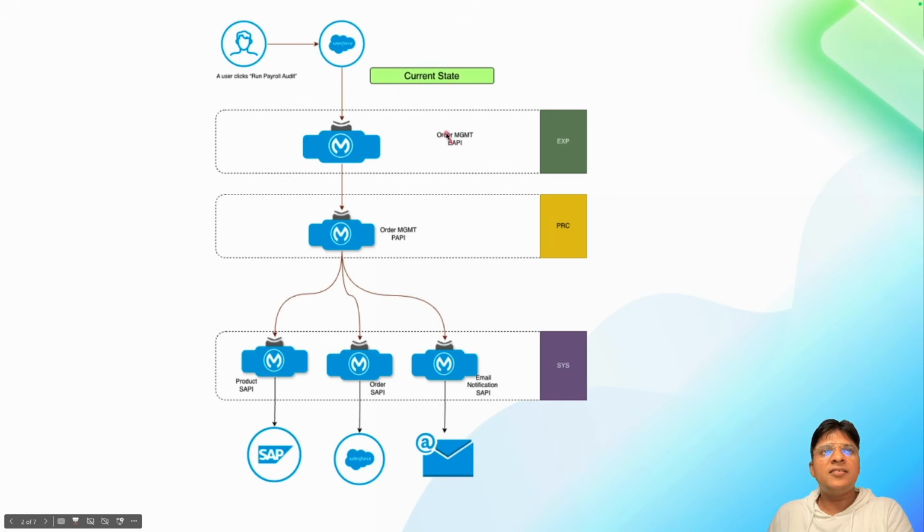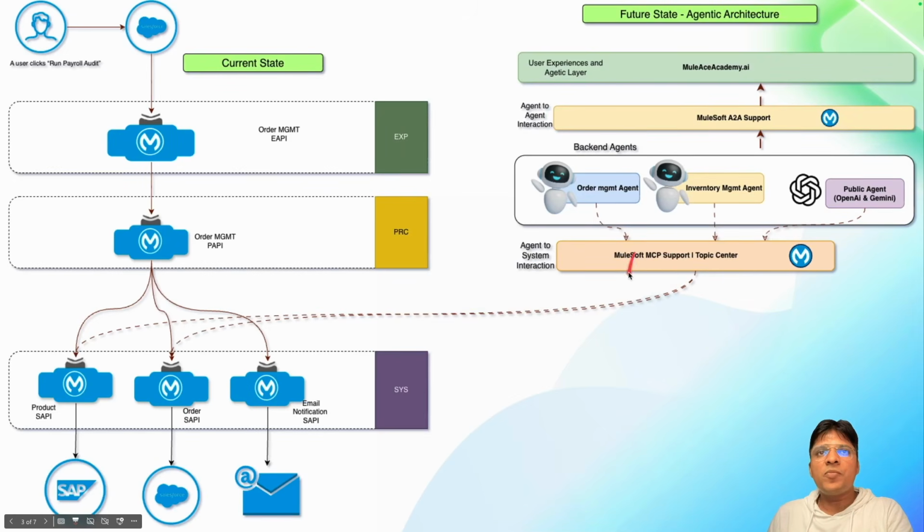Now, this is a classic example of API-led connectivity where we have implemented an order management use case, and this is right now running in production environment. Now, the client wants to expose this product SAPI and this order SAPI as an MCP server. These MCP servers will be consumed by these AI agents, and collaboratively, these AI agents will be generating agentic experience for our users or our customers. Now let's try to solve this client-specific requirement.